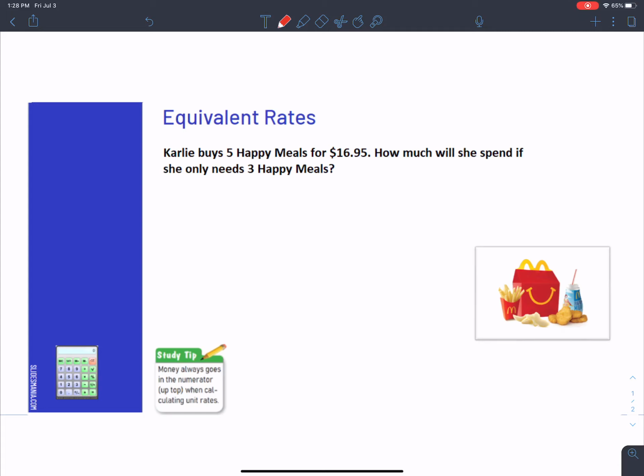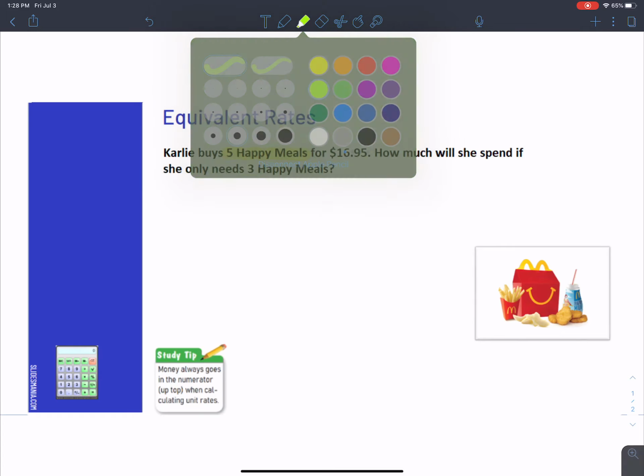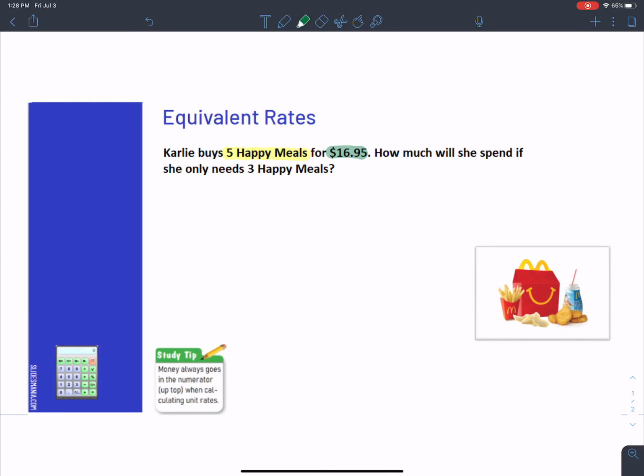All right. So once again, we have to figure out that unit price first. Remember, money always goes in the numerator. All right. So let's go ahead and highlight our important information. Well, first, we know that she buys 5 Happy Meals. And how much did she buy it for? She bought it for a total of, let's use a different color that doesn't look so similar, a total of $16.95.